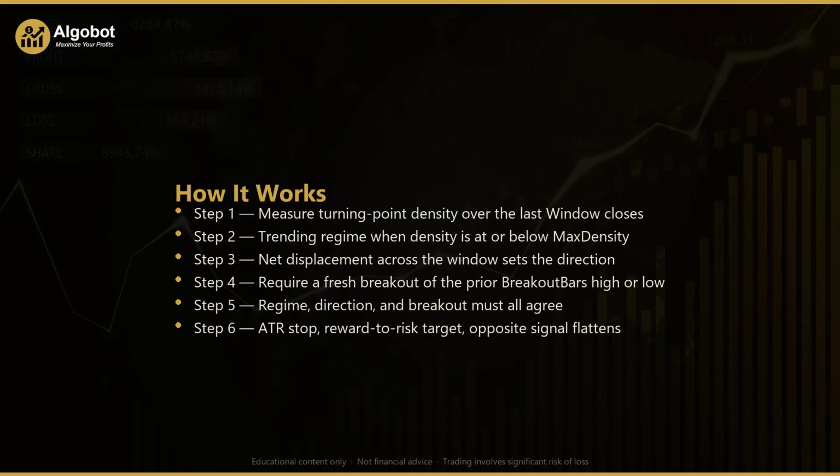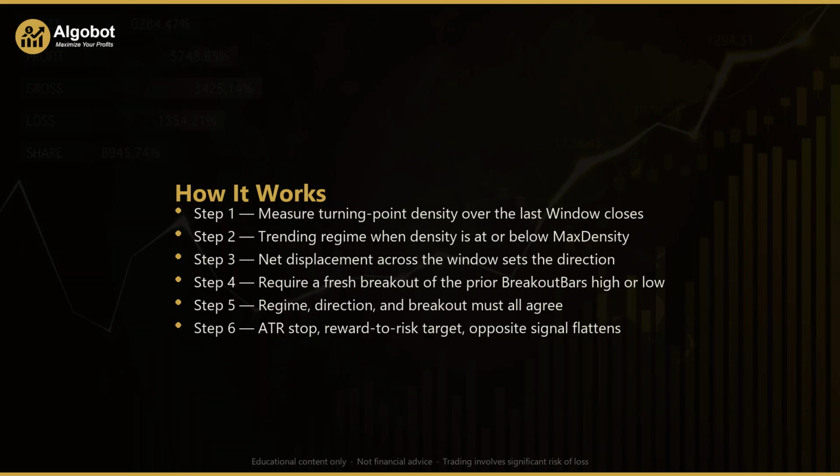Step 5 is agreement. A long is only considered when the market is trending, the displacement is positive, and price breaks above the prior high. A short needs the mirror image: trending, negative displacement, and a break below the prior low. All three parts must line up.